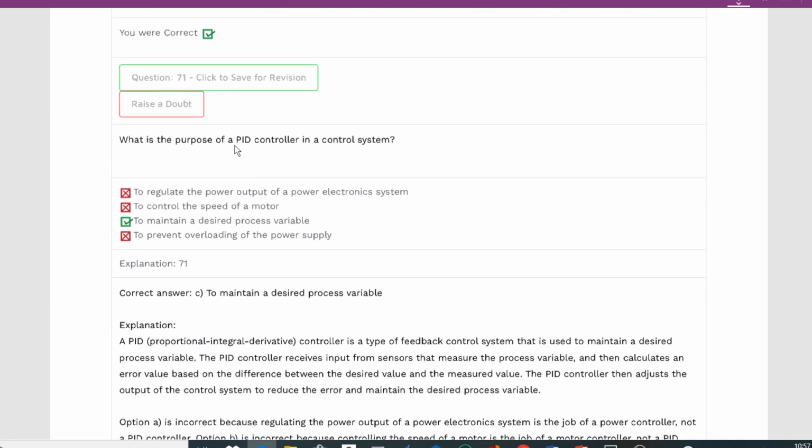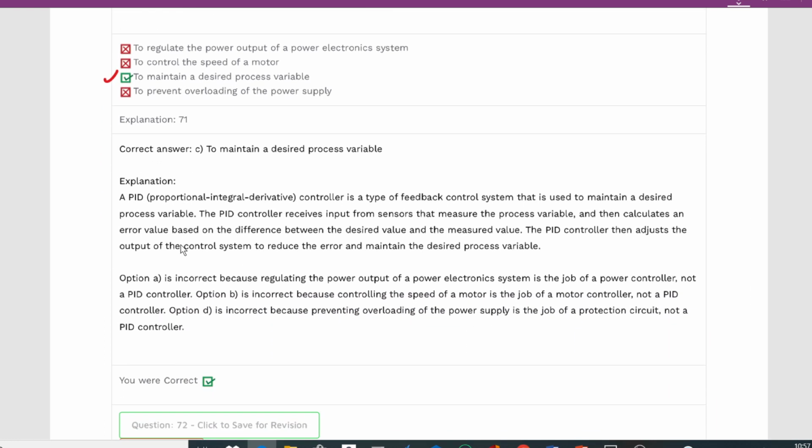Now, what is the purpose of a PID controller in control systems? The purpose of a PID controller is to maintain a desired process variable. A PID controller, meaning proportional integral derivative controller, is a type of feedback controller used in control systems to maintain a desired process variable. The PID controller receives input from sensors that measure the process variable and then calculates an error value based on the difference between the desired value and the measured value. The PID controller then adjusts the output of the control system to reduce the error and maintain the desired process variable.